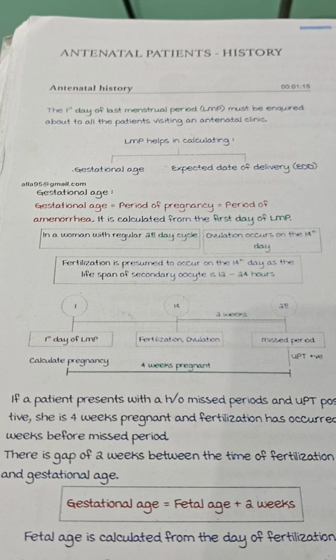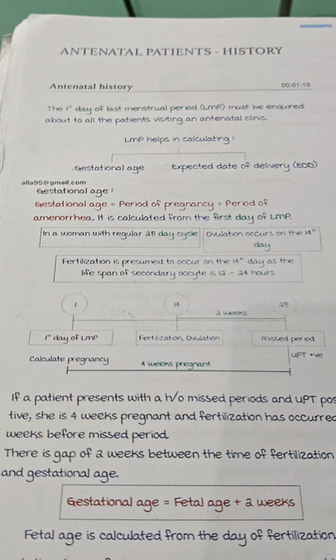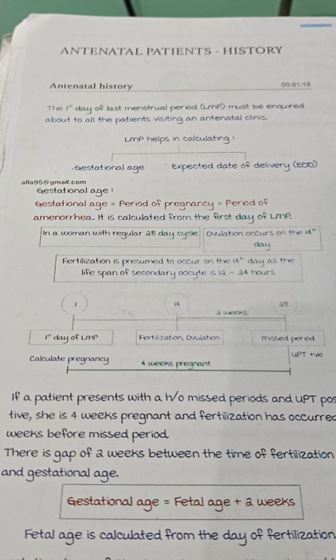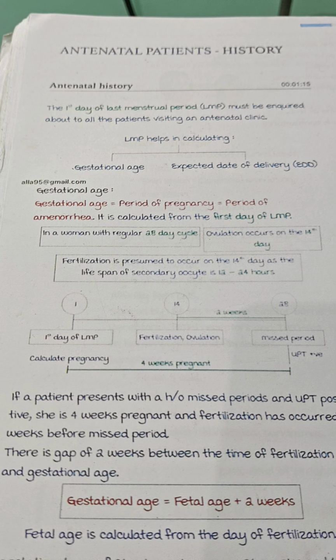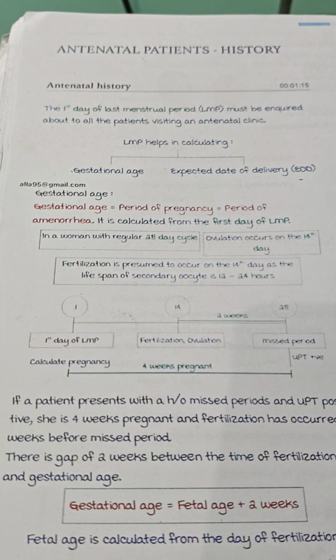So in history, the first thing that we ask for is the LMP of the patient. LMP is the last menstrual period, and the first day of the LMP must be inquired about in all the patients visiting an antenatal clinic. LMP helps in calculating the gestational age as well as the EDD, or the estimated delivery date.